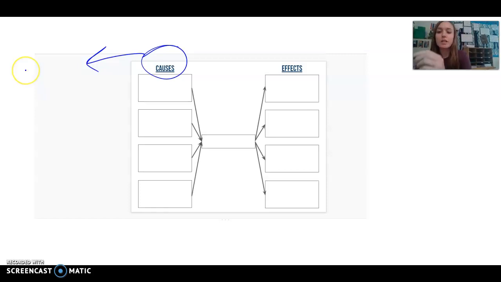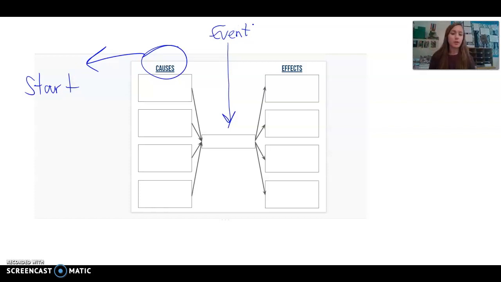Almost always when we're talking about history, causes come at the start. So these are things that happen before the event. Our event on this chart is right here in the center. So a cause is something that happens before the event, something that leads up to it. When we're talking about westward expansion, a cause is something that happens before westward expansion, before people move west.